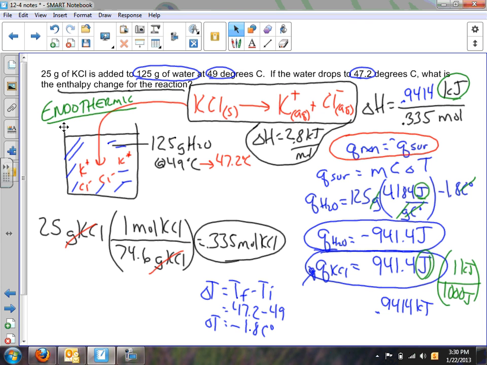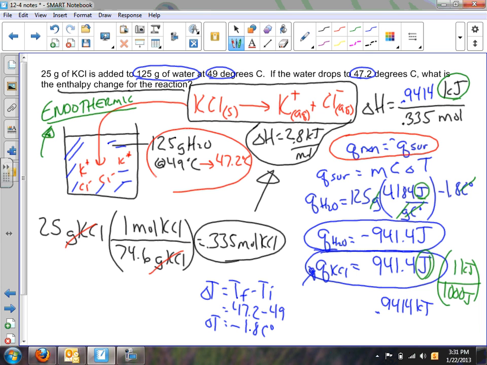Now I ask you, what should be the sign for a reaction that we said is endothermic? Well, delta H's are supposed to be positive for endothermic reactions, and in this case, if you look right here, that's what we got, a positive value. If this was exothermic, if the temperature of my water here rose instead of dropped, then I would expect a negative value for the delta H.